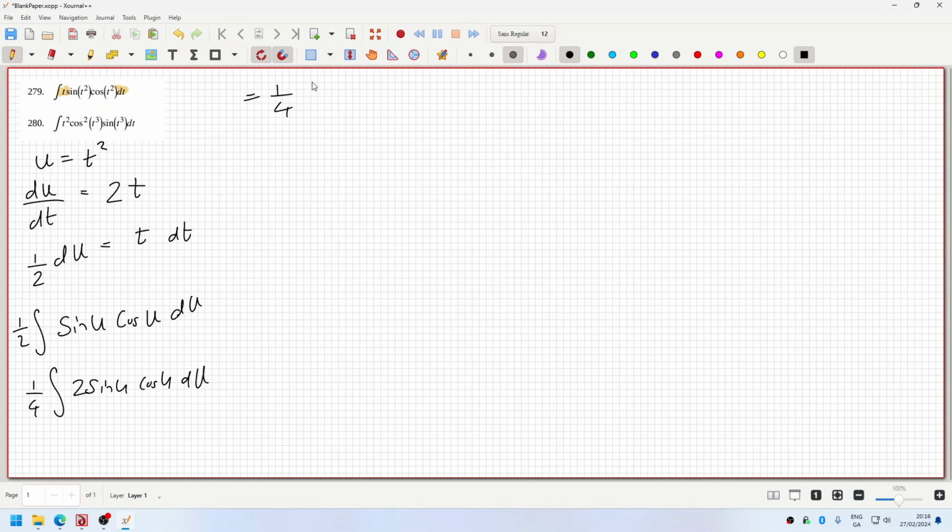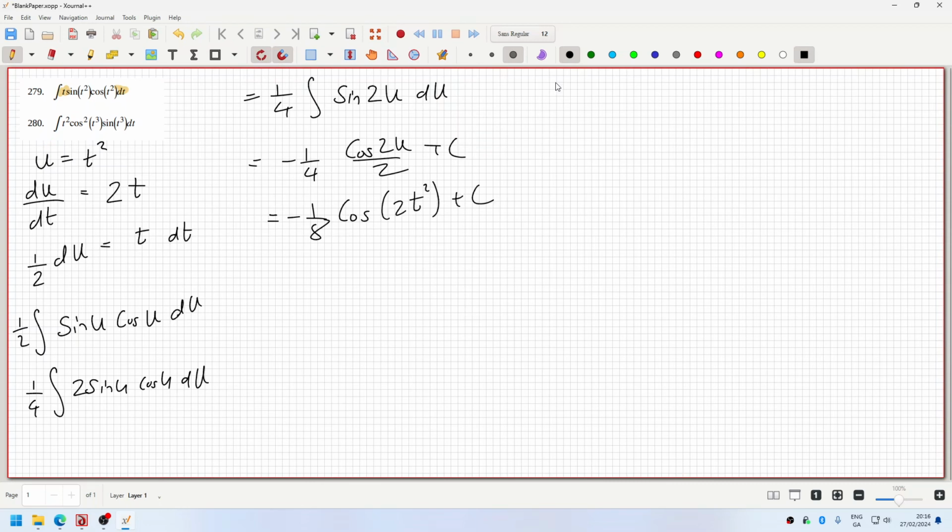This is a trig rule. Integration of sine 2u du, which is minus a quarter cos 2u over 2 plus c. So that's minus an eighth cos 2t squared plus c. Okay, 280. That's 279.